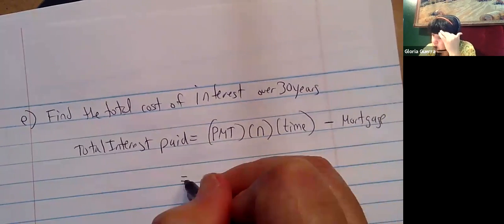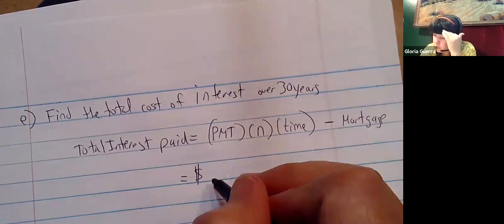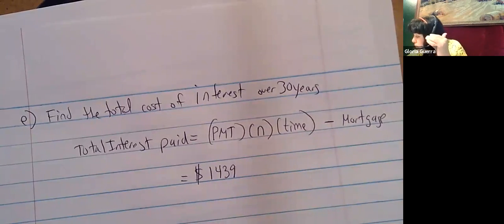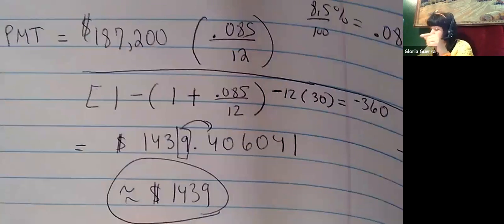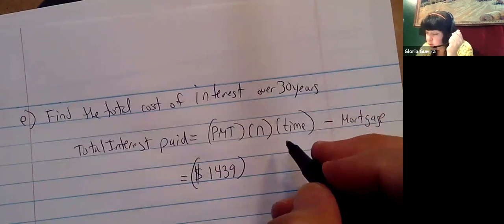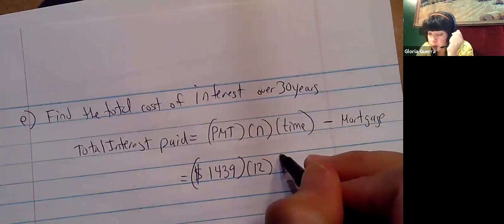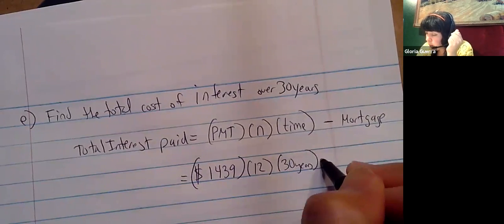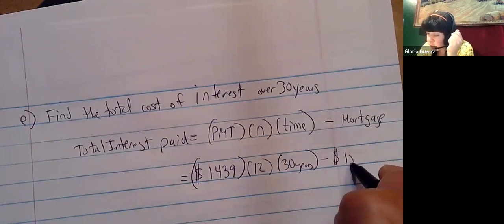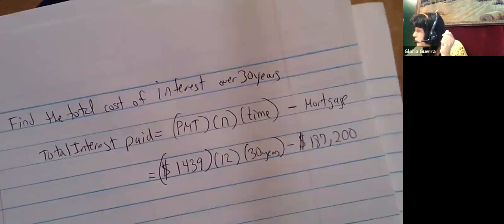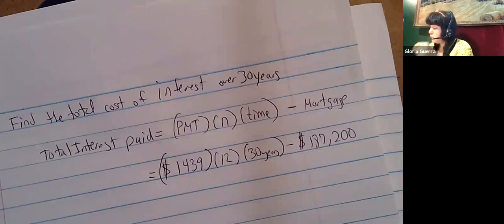Okay, so your payments were 1,439. We got that from here. And then your n is 12, and your time was 30 years. And then the mortgage was $187,200. That's your mortgage.